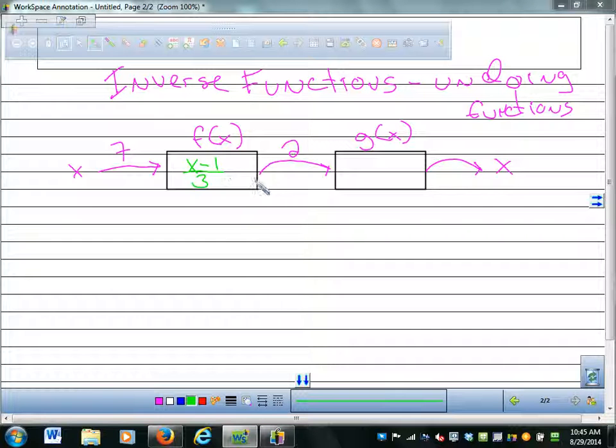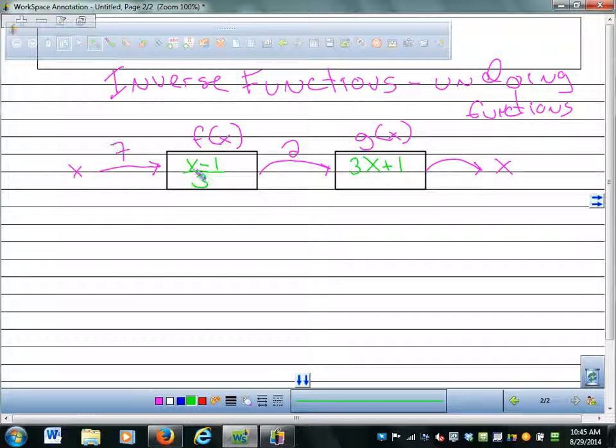So if I take this, what would be the opposites of subtracting 1, adding 3, and dividing by 3? Multiply by 3. You have to do the opposite in the opposite order. Okay? We'll go through how you actually find the algebraic inverse.